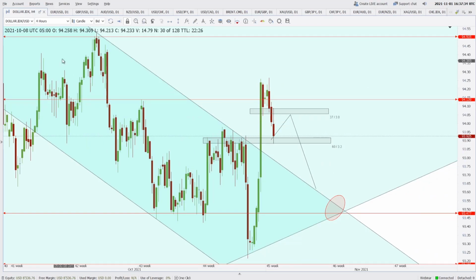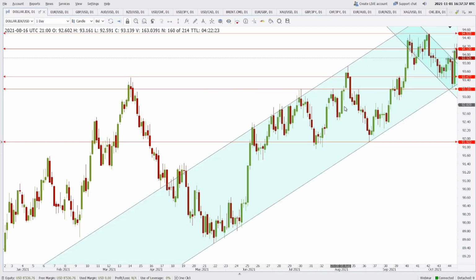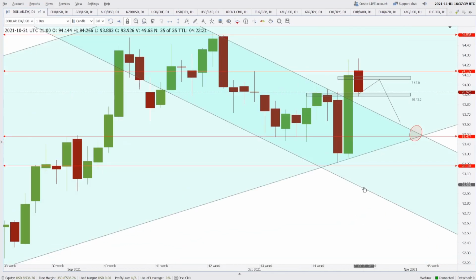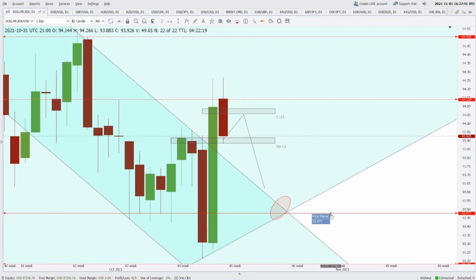On the daily chart, we have a support at around 93.47, and if this downward move continues for 2 to 3 more days, then on 6th of November or 7th of November, we will get a confluence of supports here.